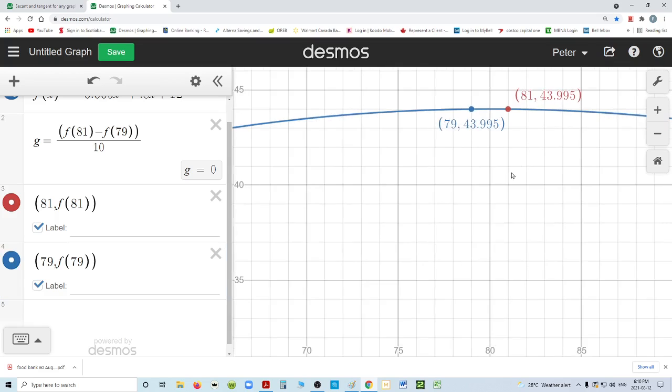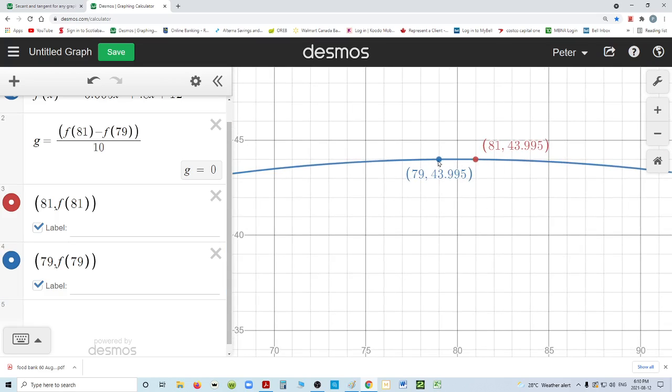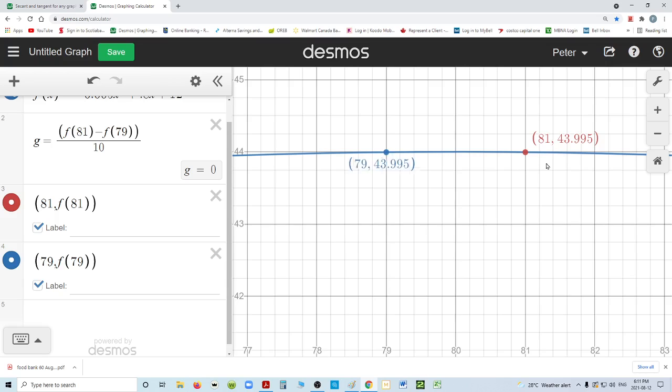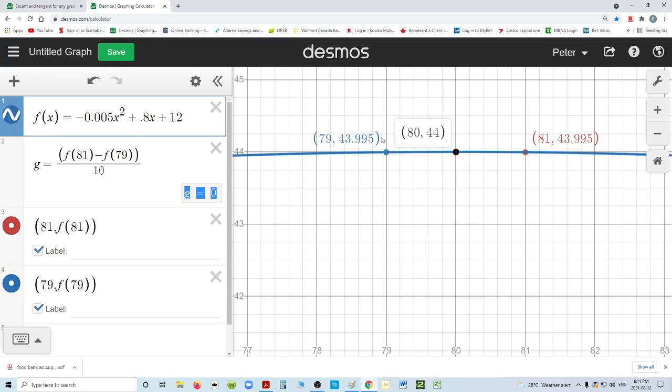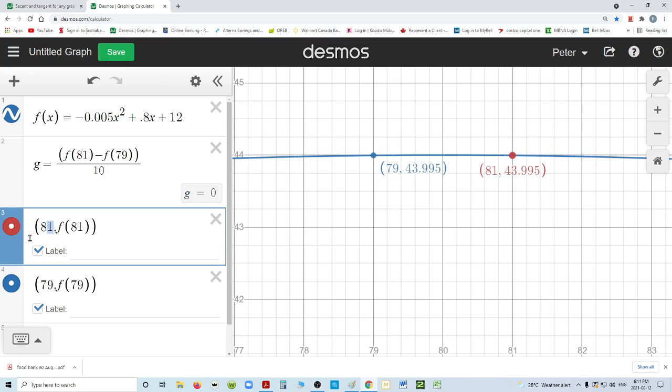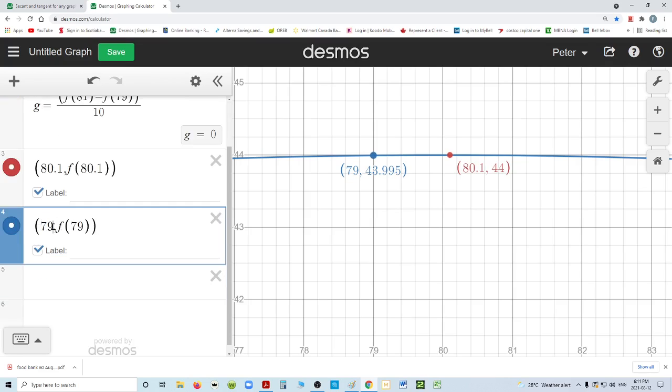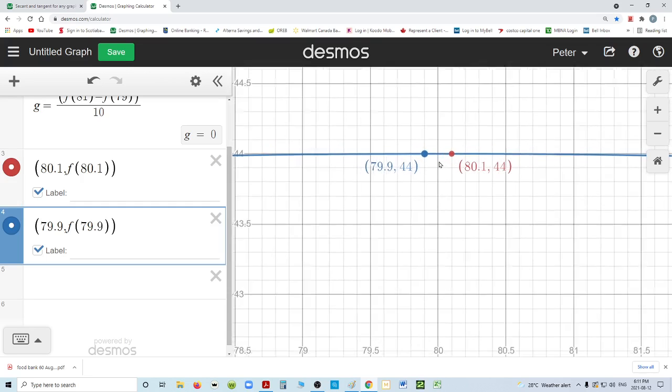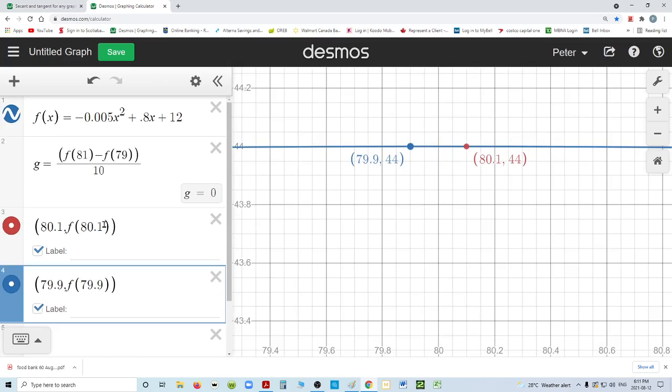And that's because the vertex is at 80. So this is sloping downwards, this is sloping upwards, and they will give you a flat line at the vertex. If I draw a line between that, the slope is going to be 0. And that is because the vertex is at 80, which is on equal sides of 79 and 81. You get the same results if you change this to 80.1 and 79.9. You will discover that they are flat. You're going to get a g of 0.